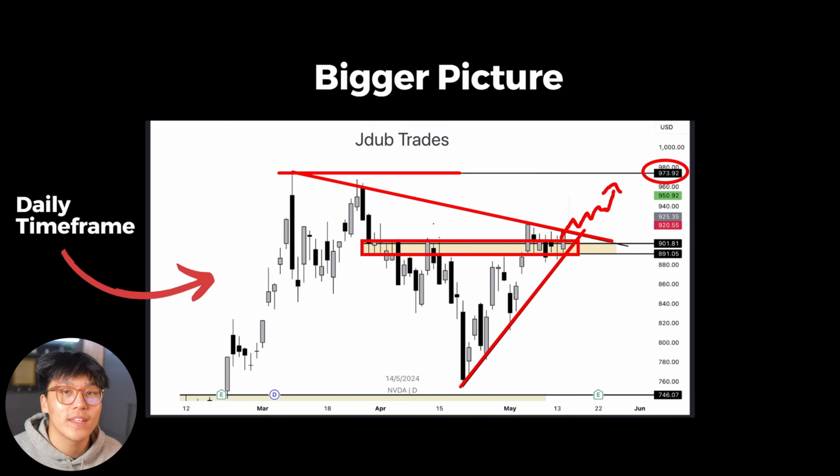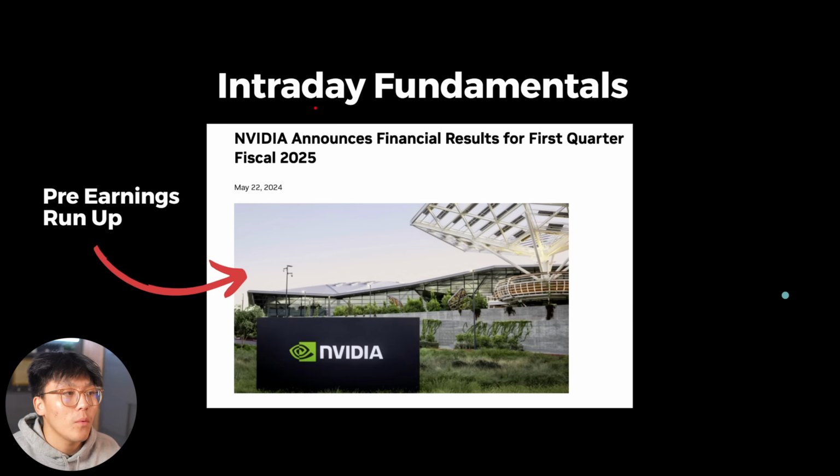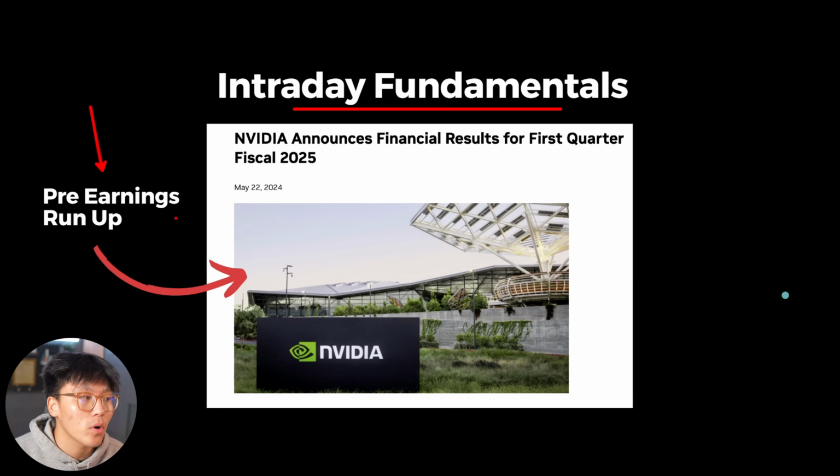Just by looking at the weekly time frame and the daily time frame, we can expect some continuation towards the upside. So now what we have is intraday fundamentals. So the higher time frame is bullish, the weekly, the daily chart. What we now have is a pre-earnings run-up. So earnings was reporting the week after, right? The higher time frames were bullish. For earnings, we're fairly bullish based off the news report. So what we can expect is a pre-earnings run-up towards the upside on Nvidia.